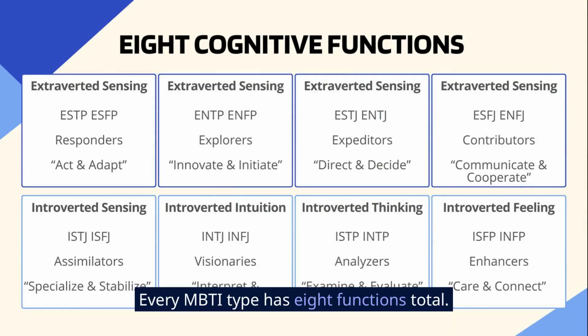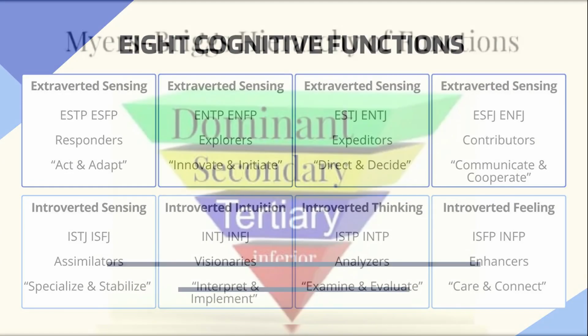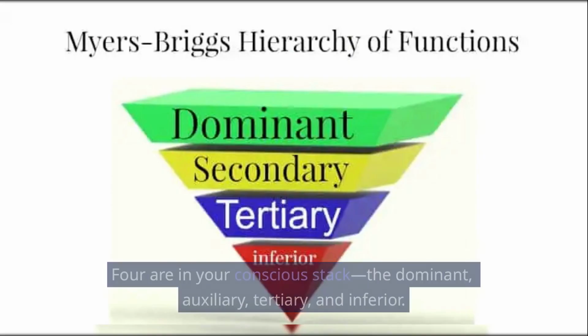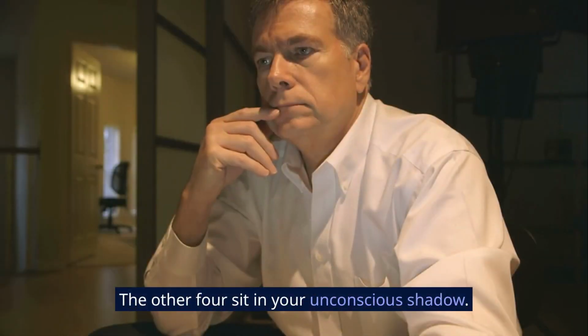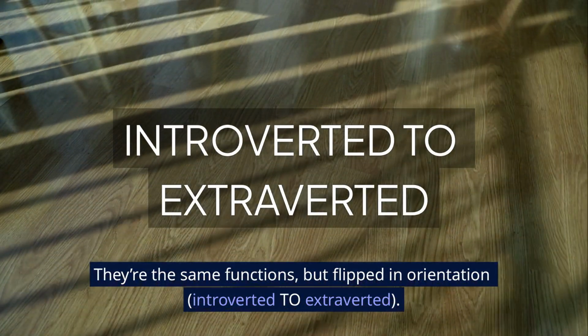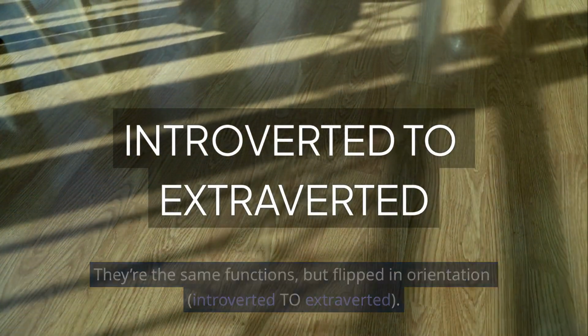Every MBTI type has 8 functions total. 4 are in your conscious stack: the dominant, auxiliary, tertiary, and inferior. The other 4 sit in your unconscious shadow. They're the same functions, but flipped in orientation, introverted to extroverted.